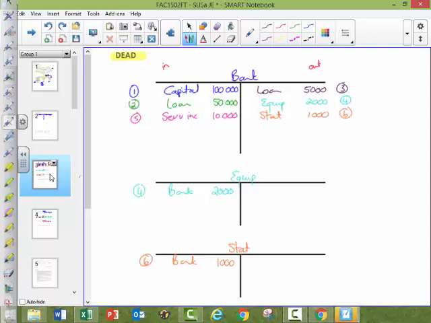And you can then see what has happened without having to look at the contra account or the other entry to know what has happened. Alright, let's go and buy some more equipment. But this time let's go and buy it on credit.